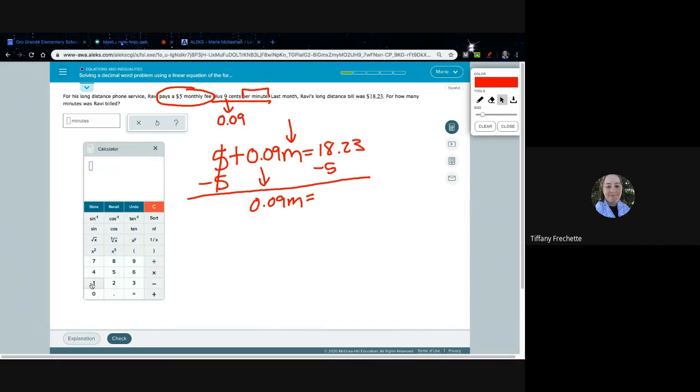So we have 18.23, oops, not divided by, undo, minus 5, equals, okay, so we get 13.23. And we could have done that without a calculator for sure. That really wasn't a terribly hard one to do.